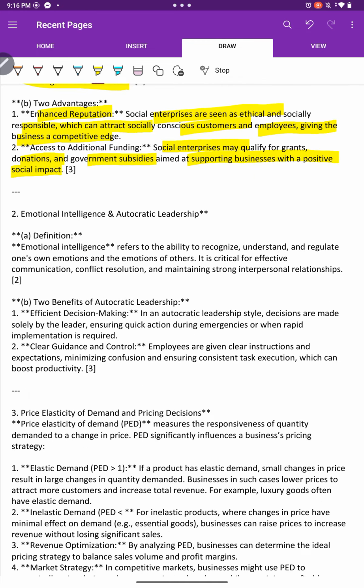For the second question, first of all we have to define emotional intelligence. Emotional intelligence basically refers to the ability to recognize, understand, and regulate one's own emotions and the emotions of others, and it is critical for effective communication, conflict resolution, and maintaining strong interpersonal relationships. And the first of the two benefits of the autocratic style is efficient decision making.